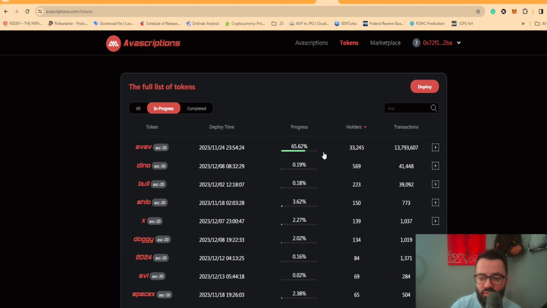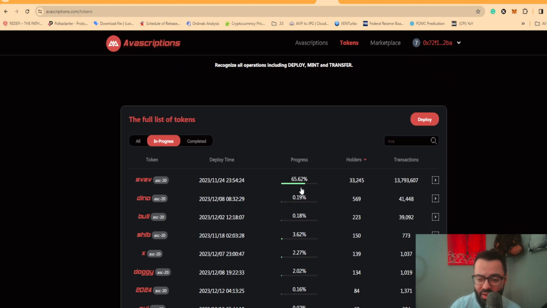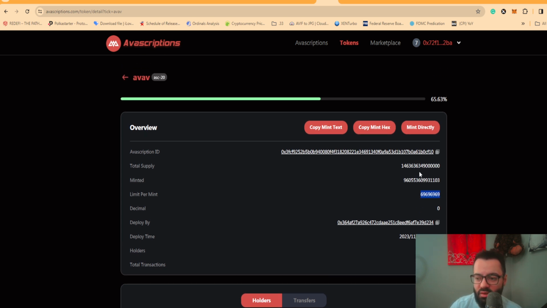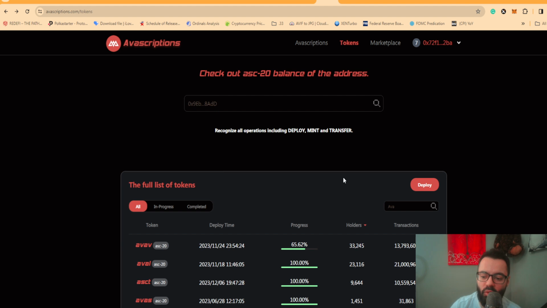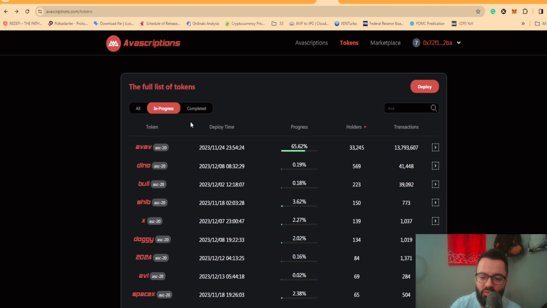I think this one has the most potential of all the other ones here, which has about 65% progress into it. And if you were to go in and want to mint, this is the amount you would be getting per mint. And usually this costs roughly cents to mint on AVAX. But if you want to degen into this area, this is one of the coins that I would be getting into.